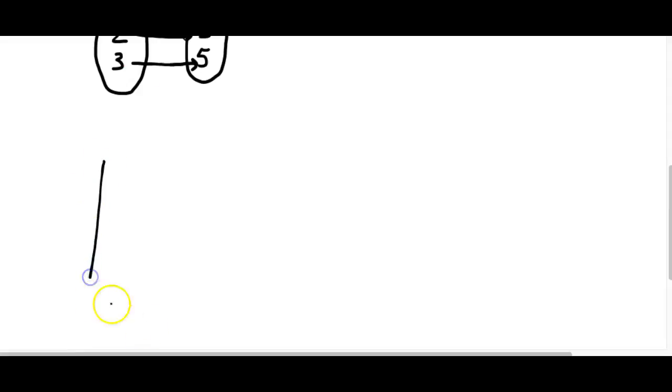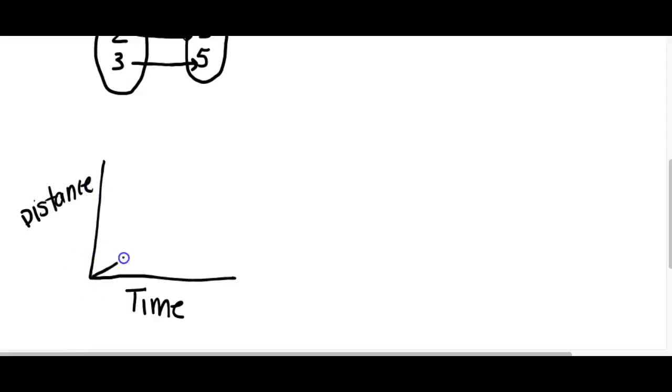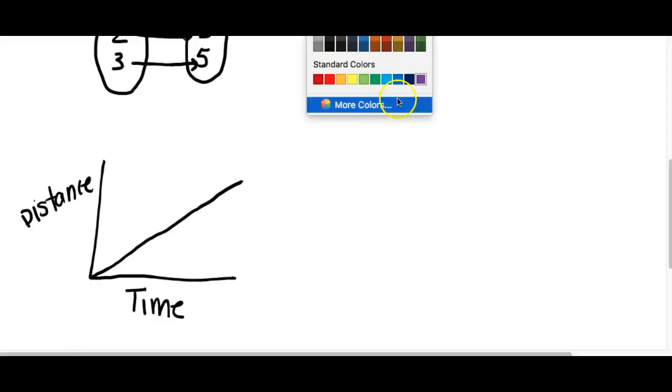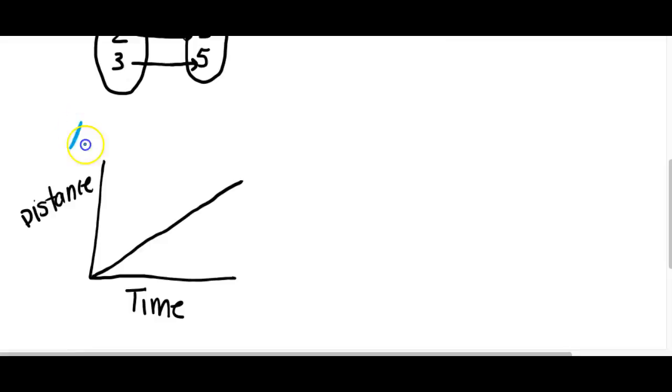So with our graphs, whenever we have a graph, remember your time goes on the horizontal axis. My vertical, I'm going to call this distance. Okay, so if this is what my graph looks like, what are some situations that we could give this? What are some situations that you could think of that would go along with graph A?